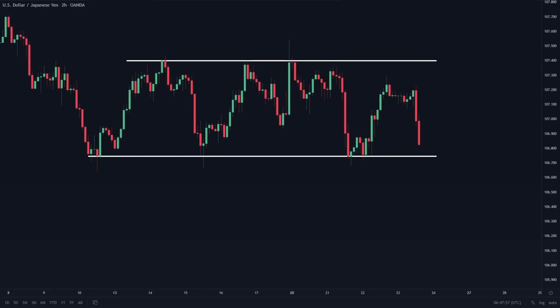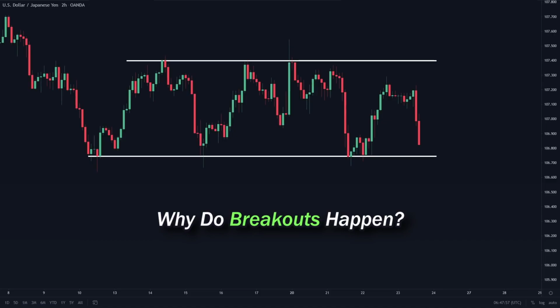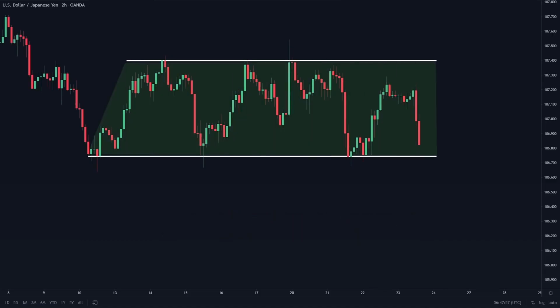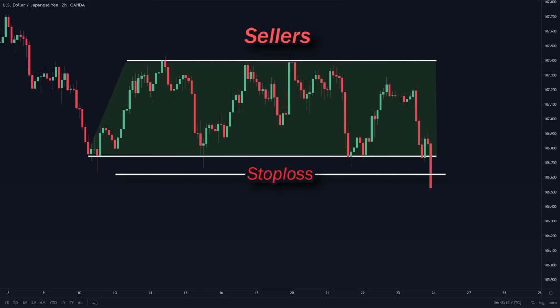Now, a common question that people tend to ask is, why do breakouts happen? What is the logic behind it? Well, let me explain. When prices are in a period of consolidation, it means that both buyers and sellers are equally strong. But once a breakout happens, let's say to the downside, all of a sudden sellers are now stronger. And because sellers are stronger, buyers who bought at the support level are forced to close their position, because most of the time stop loss is placed near a key level.